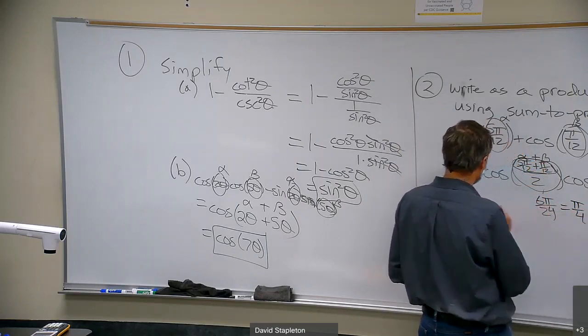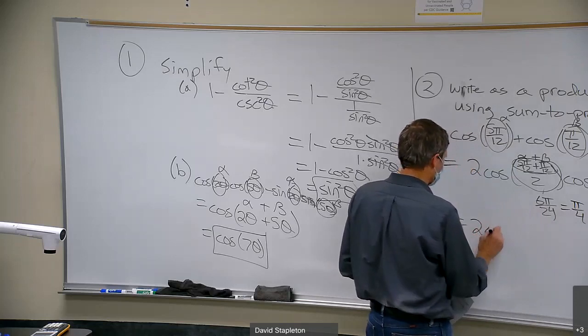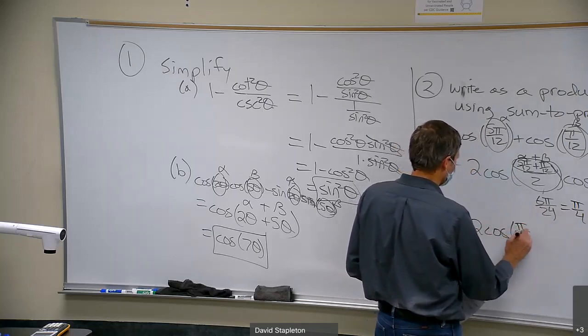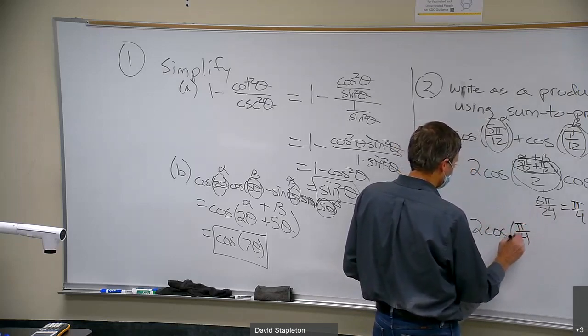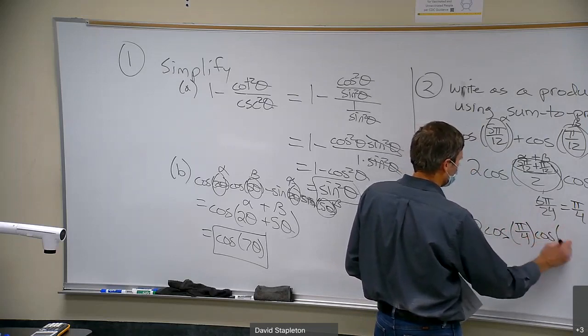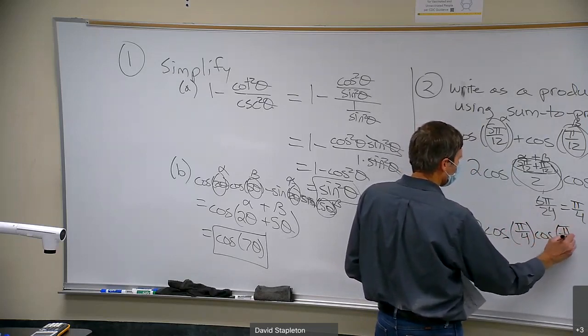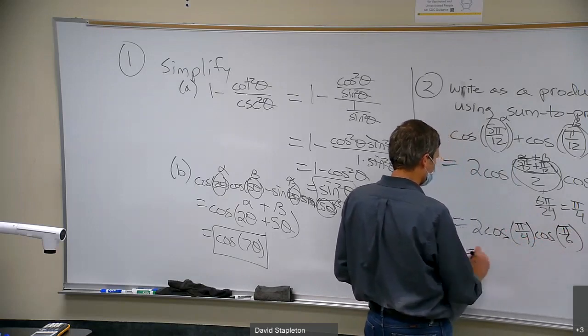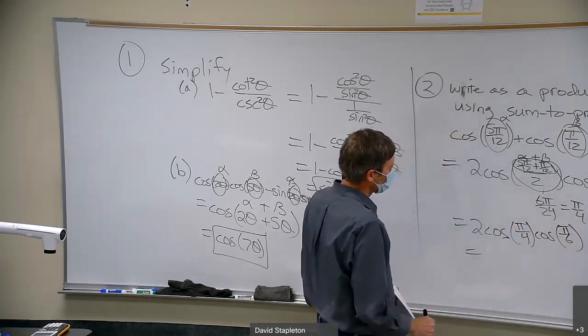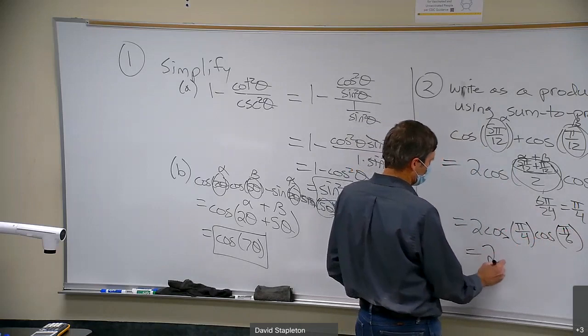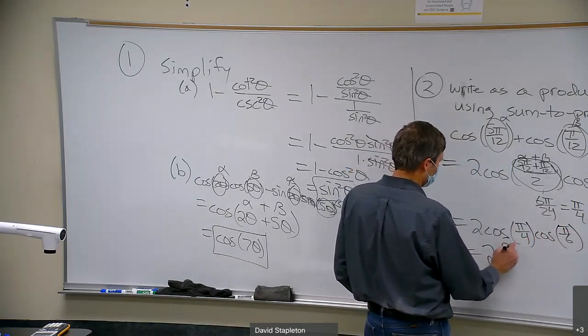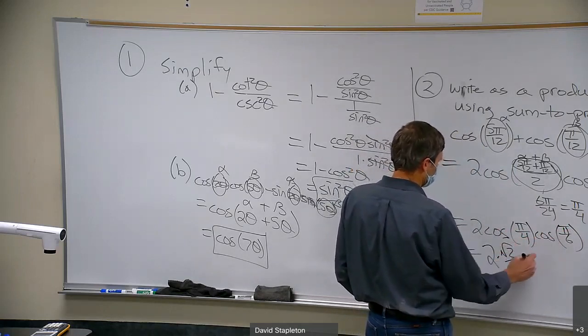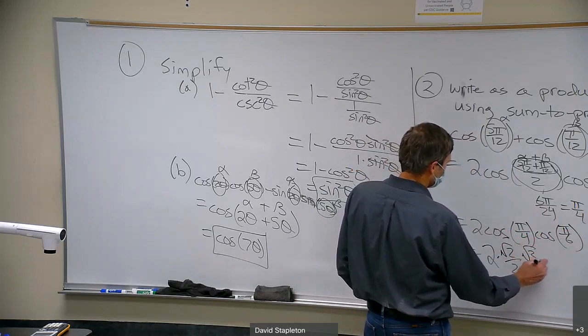So what this really is, is twice the cosine of the special angle 45 degrees times the cosine of the special angle 30 degrees, pi over 6. So you recall from the special triangles that cosine of 45 degrees is square root 2 over 2. Cosine 30 degrees is square root 3 over 2.